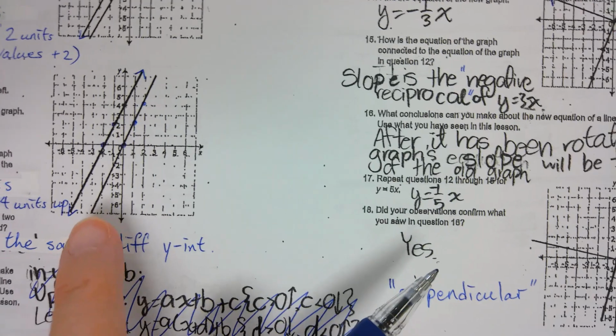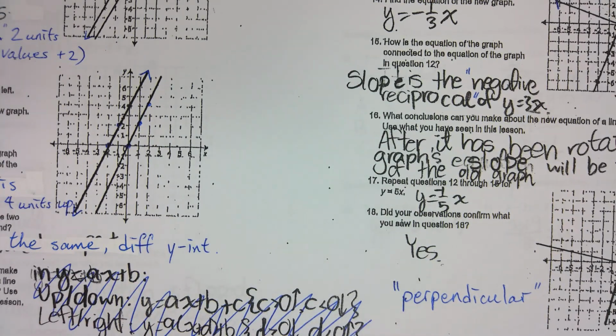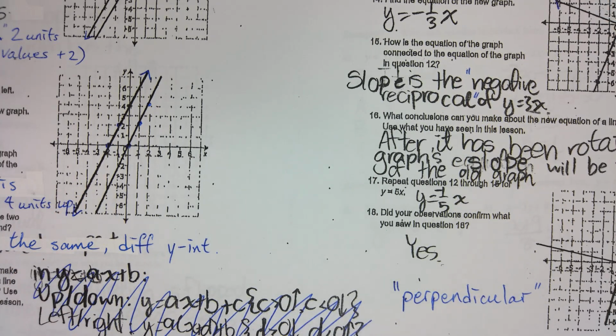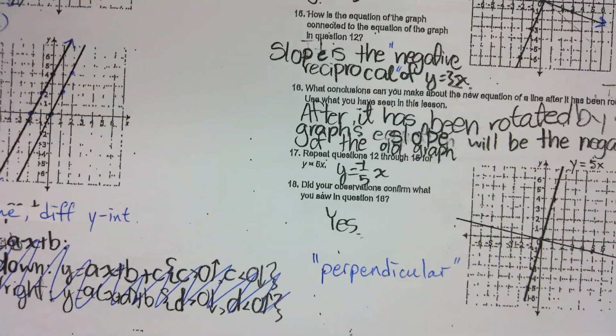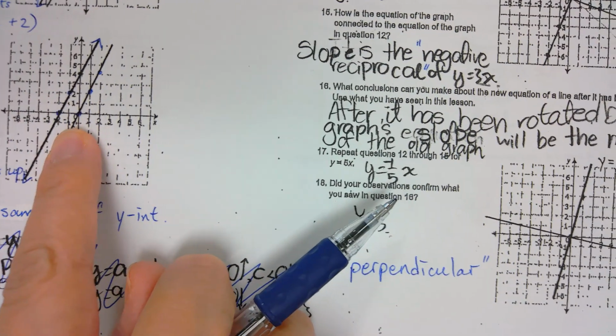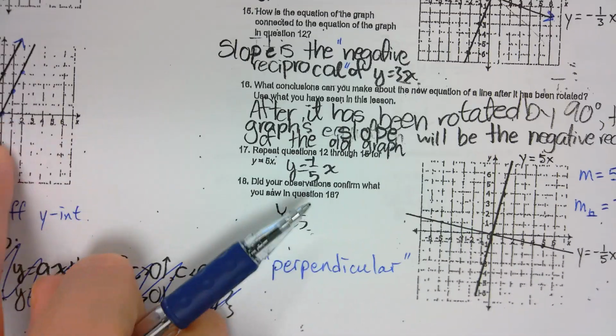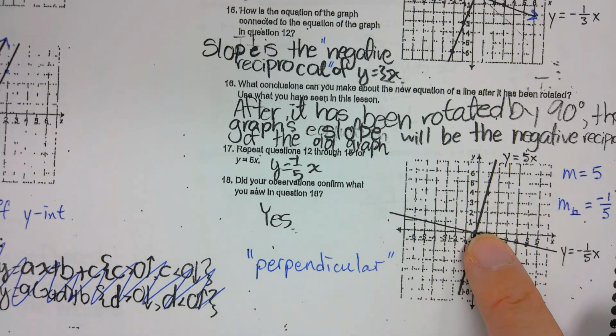What about parallel lines? Can you have the same y-intercept for parallel lines? No. Right, because if it has the same y-intercept, it's the same line. So for parallel lines, you can't have the same y-intercept. But for perpendicular lines, you can.